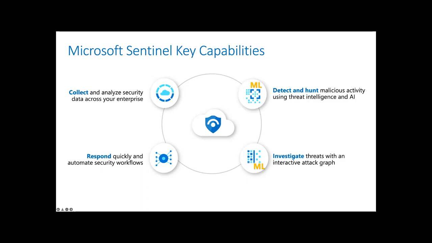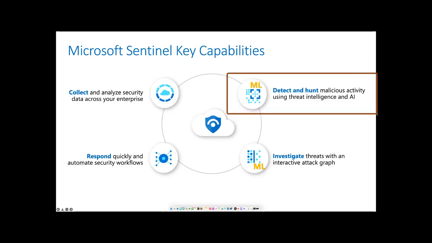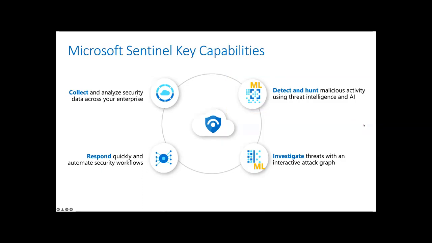Now, on the right-hand side, I have two different pillars that I definitely want to cover, and this is the ability to detect and hunt malicious activity using threat intel and also AI. This is where AI and the machine learning process come into play in Sentinel. We are able to increase the catch rate and enable prioritization of incidents. We do that by having a correlation engine that looks at your anomalies, your scheduled rules, and even your third-party telemetry to correlate that back to the cyber attack kill chain.